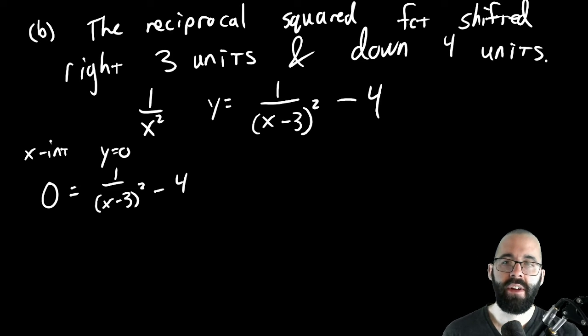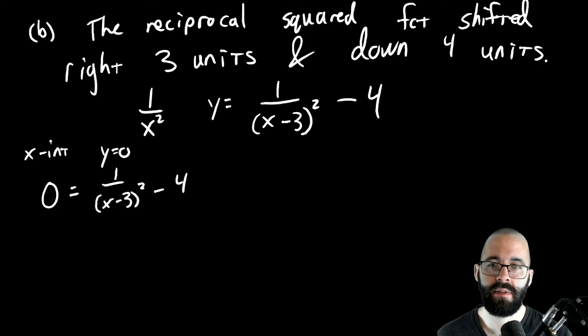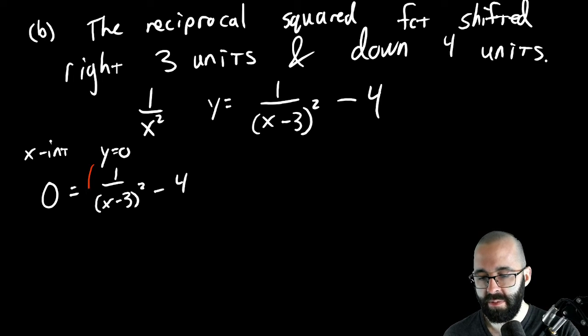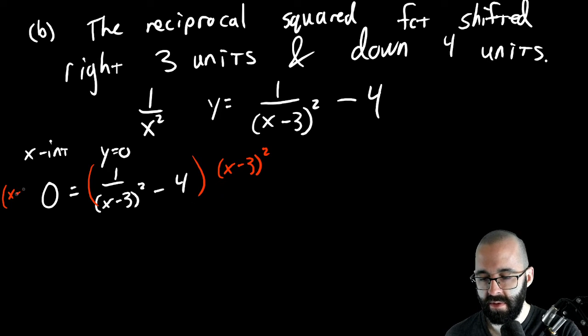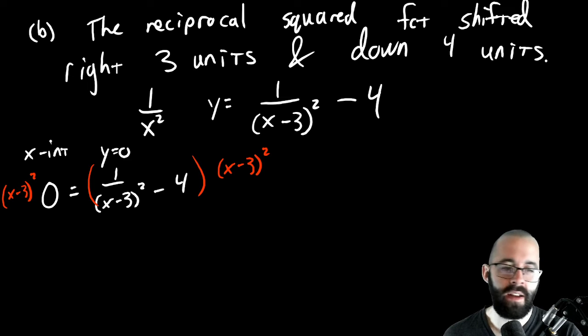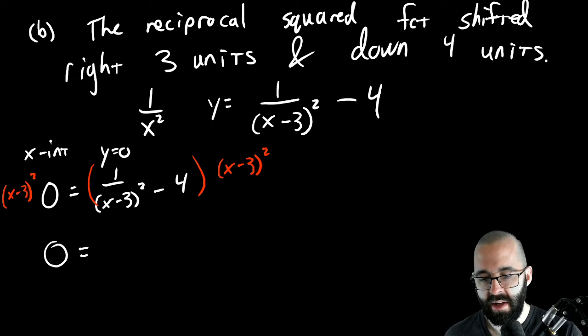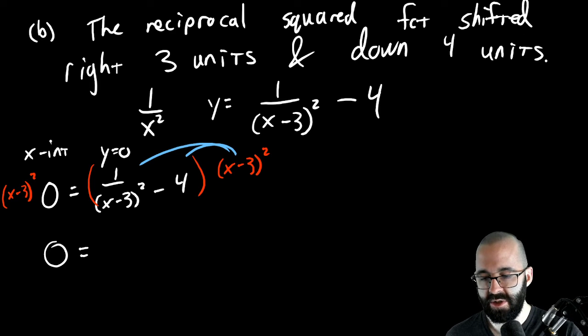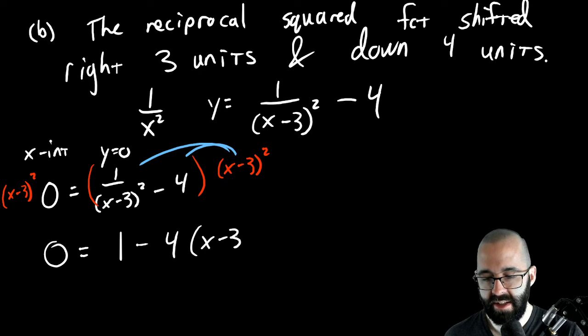Our variable is in the denominator, and we don't like that. Now, how do we get our variable outside of the denominator? Multiply both sides by the LCD, x minus 3 squared. Now the left-hand side, 0 times any number is 0. The right-hand side, we have to distribute. On the first term, they cancel completely, we're just left with 1. Minus 4 times that LCD.